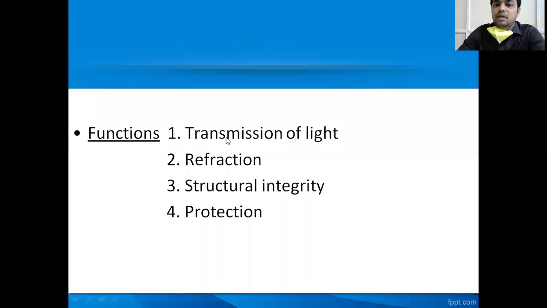So functions of the cornea: it helps in transmission of light. As I said, it is a refractive surface like the lens. It helps in transmission and refraction of the light. The refractive index is around 1.37. And as it's a part of the outer coat of the eyeball, like the sclera, it helps in maintaining the structural integrity and protection of the inner layers from infections. So these are the basic functions of the cornea: transmission of light, refraction, structural integrity, and protection.